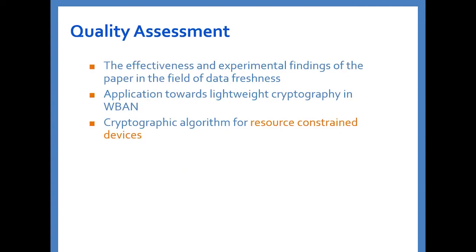Then quality assessment. Here we are refining the papers through the secondary search process by assessing the quality of the research articles. Here we must identify the experiment findings of the papers and the effectiveness of the papers in the field of data freshness, and we have to concentrate on the application towards lightweight cryptography in W-band and whether this algorithm is suitable for resource constrained devices or not.